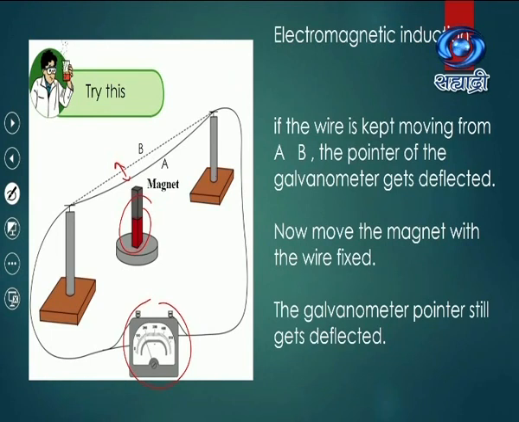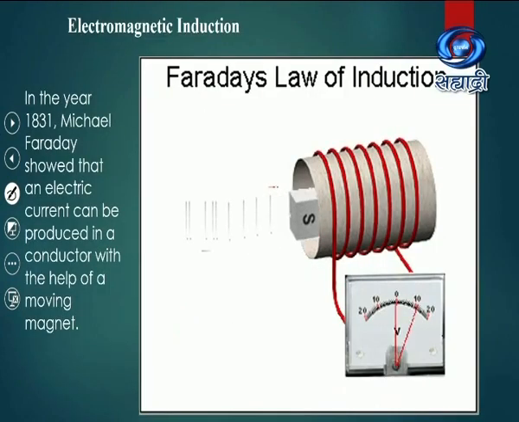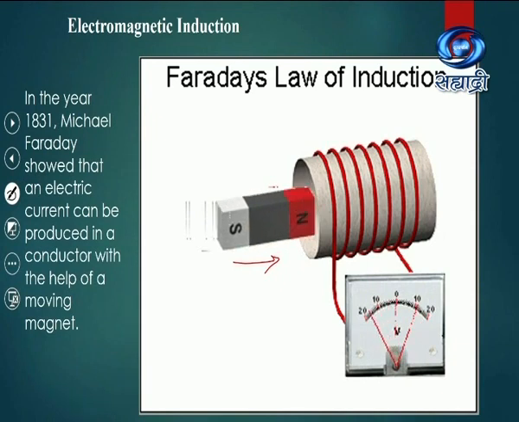Means due to the motion of this conductor near magnet produces current. If we keep that wire stationary and if we move magnet, then also current will generate. So if the wire is kept moving from A to B, the pointer of galvanometer gets deflected. Now move the magnet with the wire fixed, the galvanometer pointer still gets deflected. So here you can observe magnet is moving in this coil, produces the current in the galvanometer.